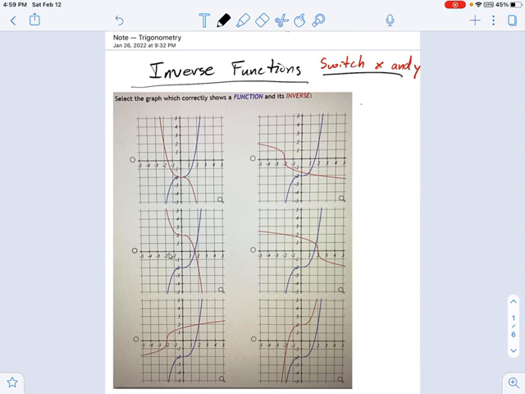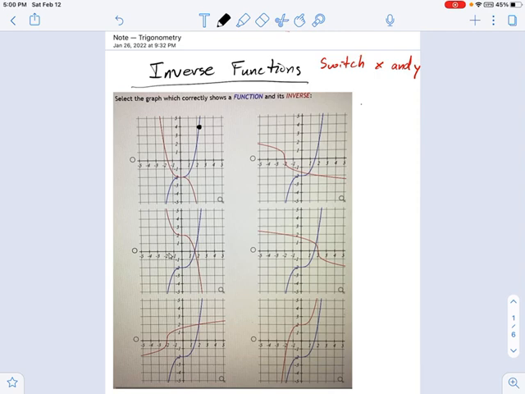Remember, if you switch x and y, that's going to tell you where the point is located on the inverse of the function. So I have my functions in blue. Okay, apologies to anyone who is colorblind. This might be a little rough, but in blue I have a coordinate point. For this example, let's take the top left graph. See that point? It's at x equals 2 point something, y equals 4.